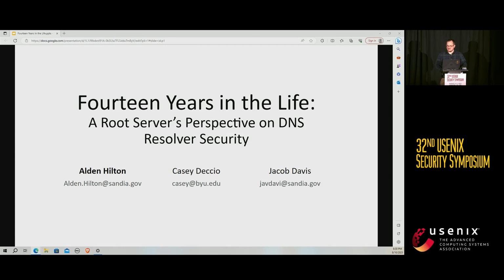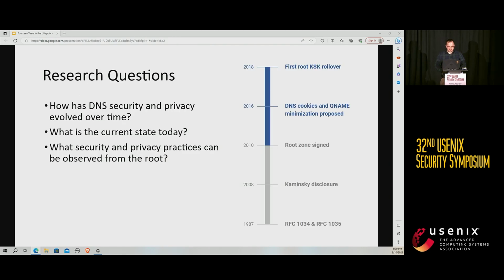Yeah, I feel like this is very relevant, especially given the last topic. Should follow nicely. So there were a few questions we hope to tackle in this work. Primarily, how has DNS resolver security evolved over time? And what is the current state today?